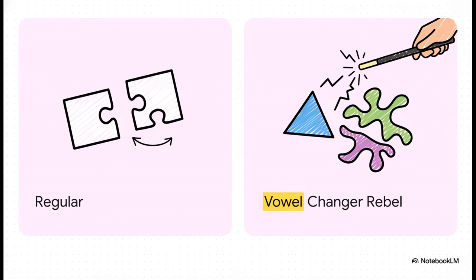Over on the left, we have the predictable addition of our ed suffix. Play smoothly transitions to played. But look at the right. The verb sing doesn't become singed. No way. It transforms entirely into sang. The whole middle of the word completely shifts. These rebels require a totally different strategy.